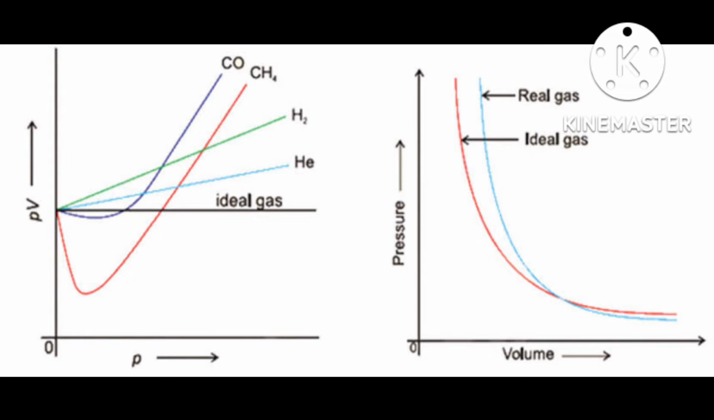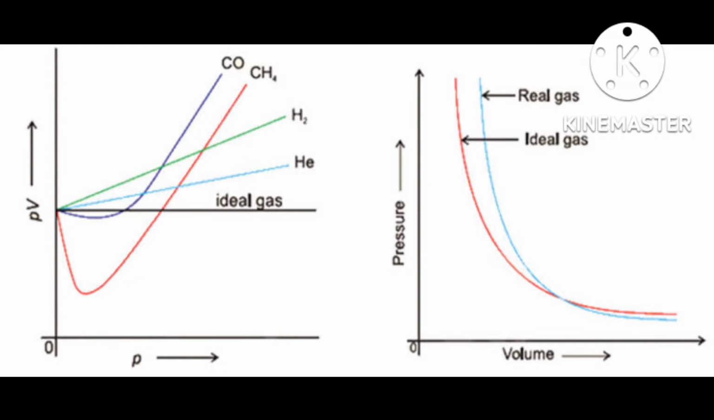By the study of these two graphs, we can understand the behavior, why they are showing this type of nature. Actually, the nature of the graph is different from the ideal gas. In each graph, one line is for ideal gas and others are for real gases. You will compare both, then you will find that real gases are deviating from ideal gas. This graph is comparative. One line, a straight line parallel to the x-axis, will show the ideal gas.